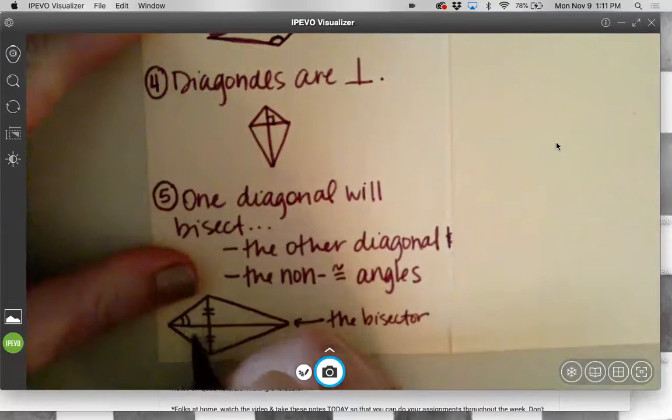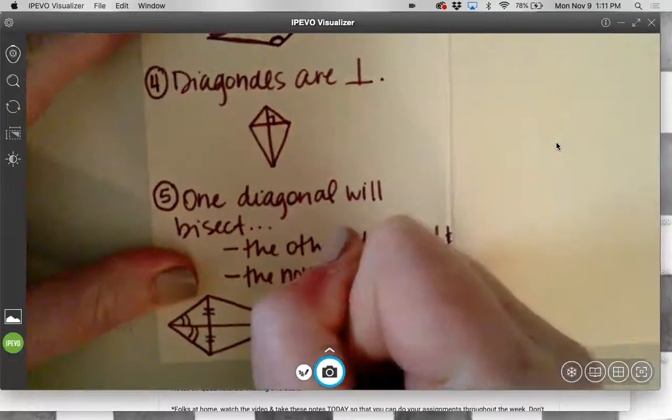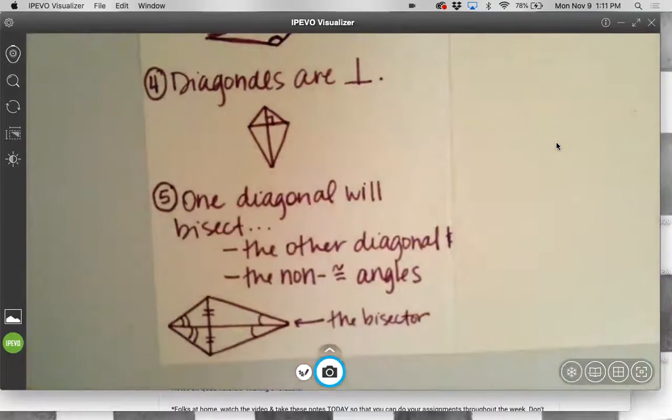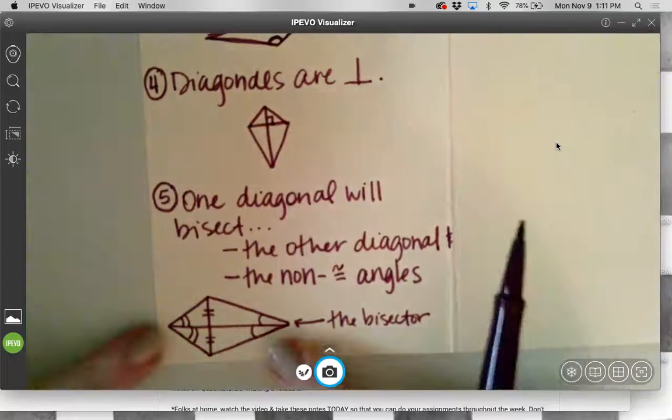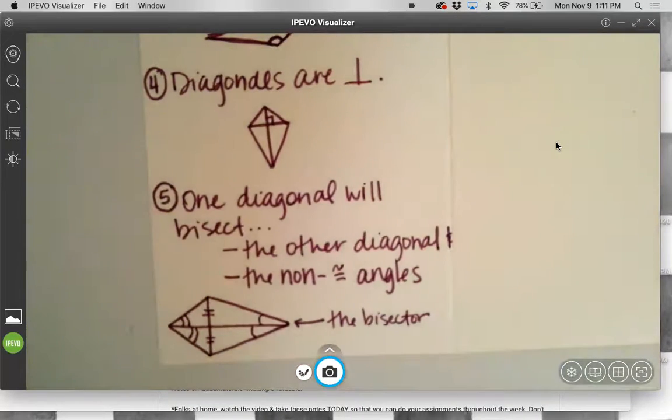So this and this are congruent. And on the other end, like where you would attach the little string and fly your kite, those are congruent. Notice these two are not congruent sets. All 4 are not the same size, but it cuts each one of those ends in half. And that is kites. Just 5 little properties.